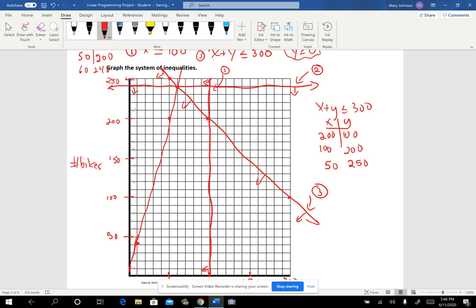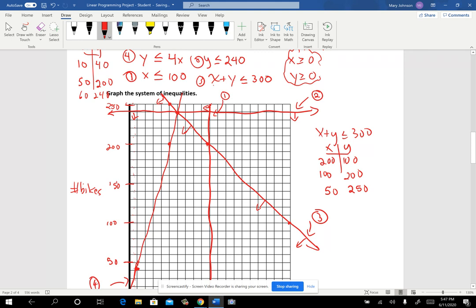Okay. All right, so here's the thing. If you put those 4, so this is the fourth one, constraints, and get those graphed and do the shading, you're looking for the shading that would satisfy all of them. Okay, so y has to be less than or equal to 4x.